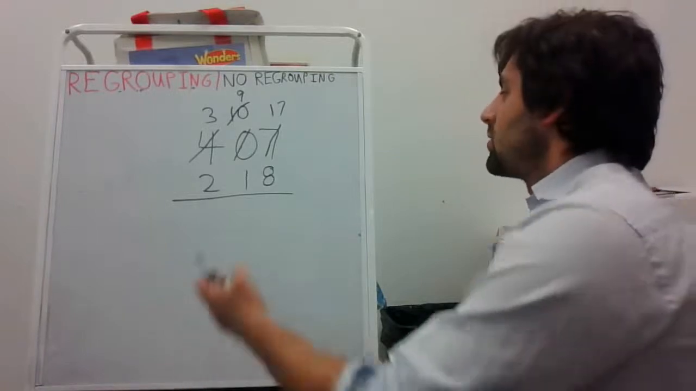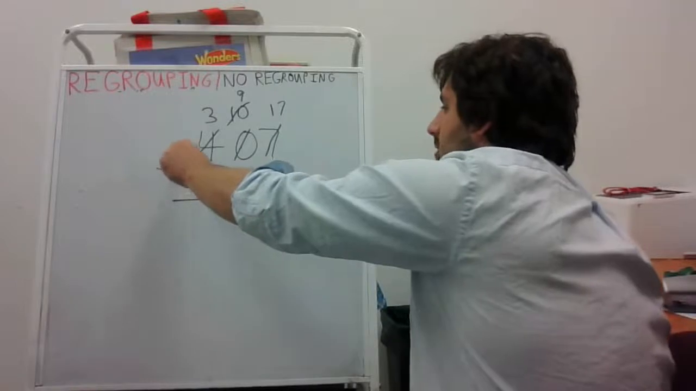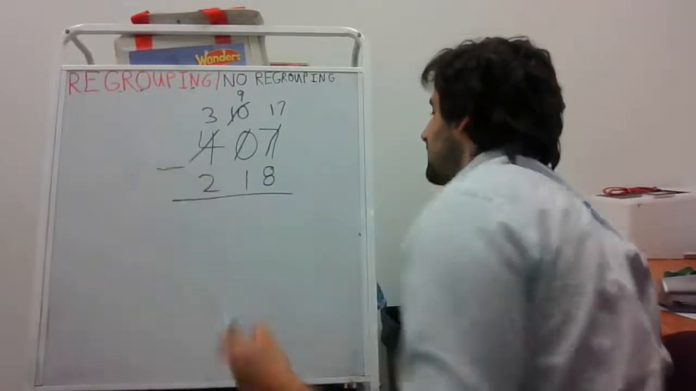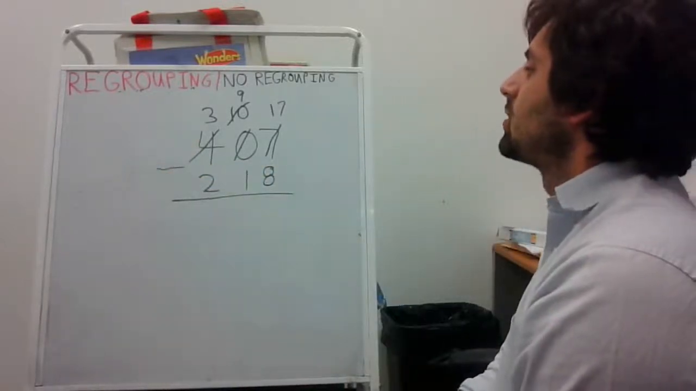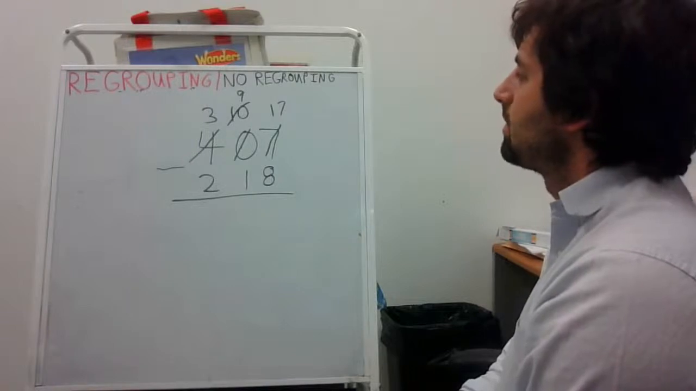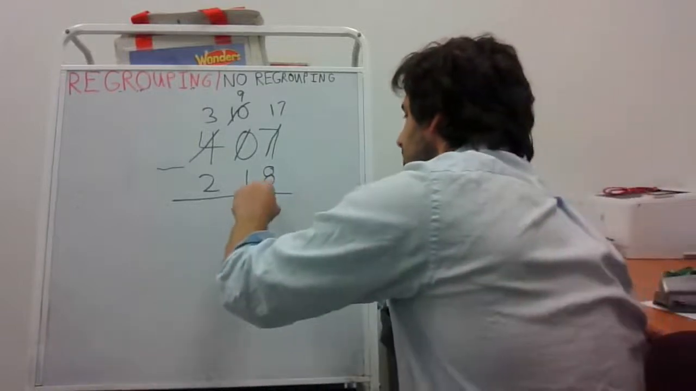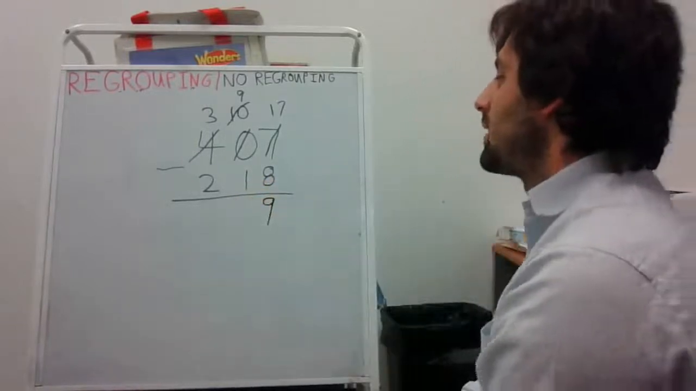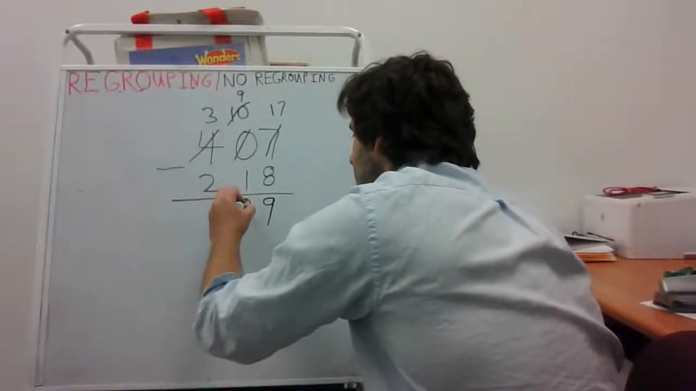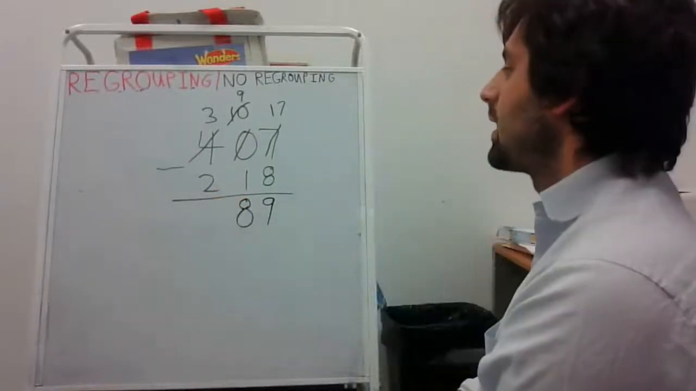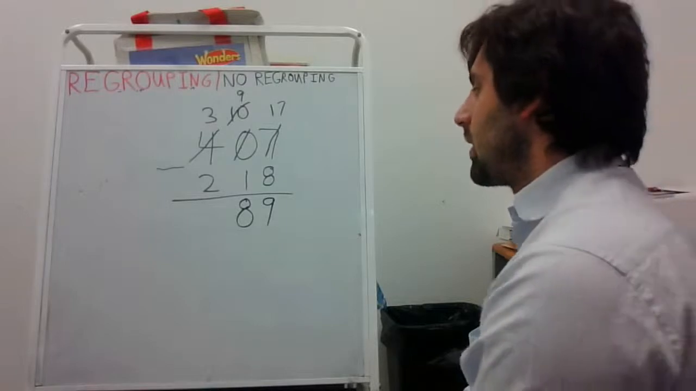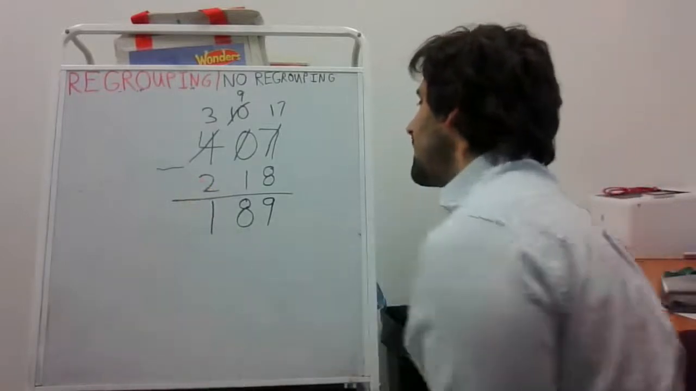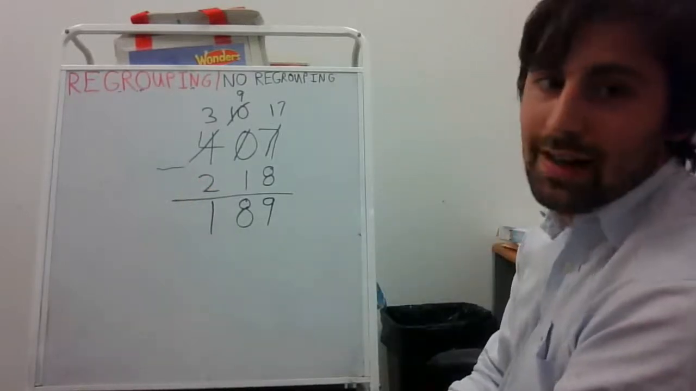So always subtract starting from the ones place. Forgot to put that subtraction sign up. So 17 minus 8 equals 9. 9 minus 1 equals 8. 3 minus 2 equals 1. And our answer is 189.